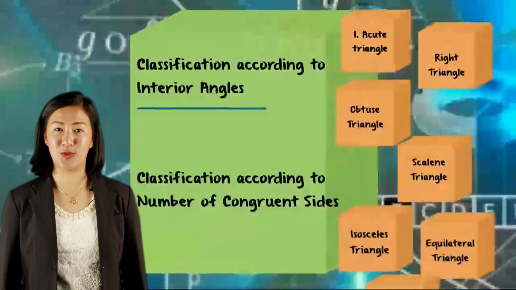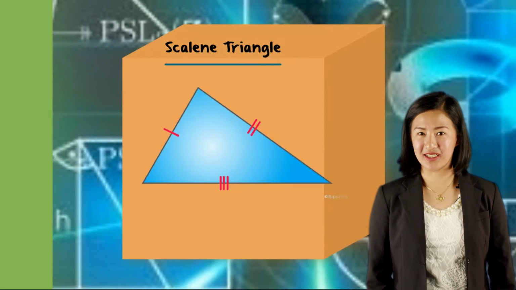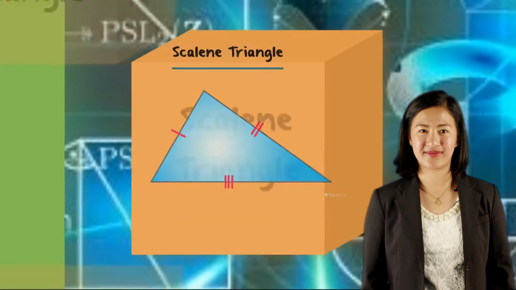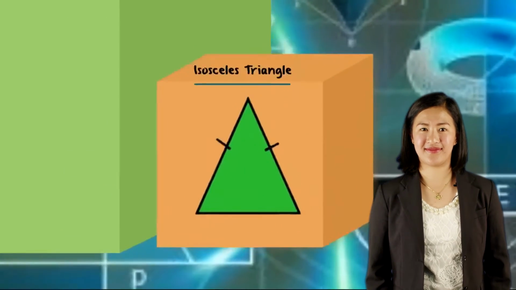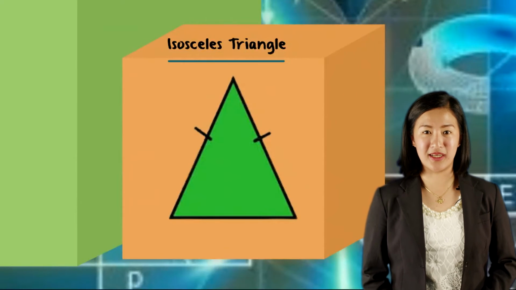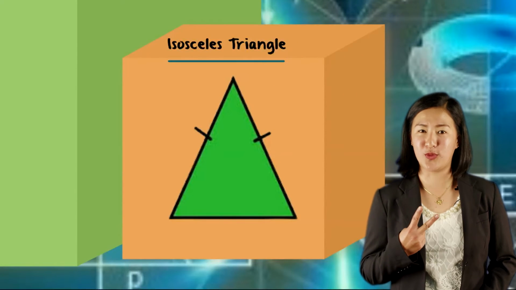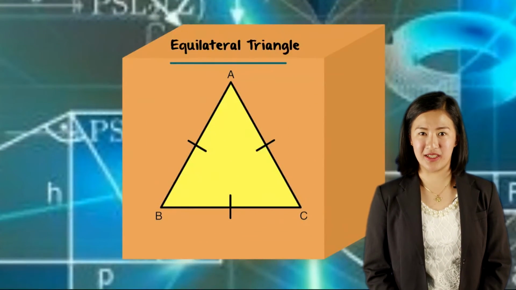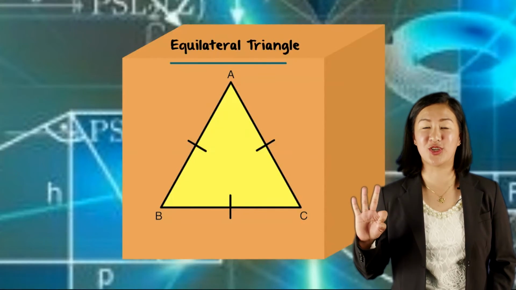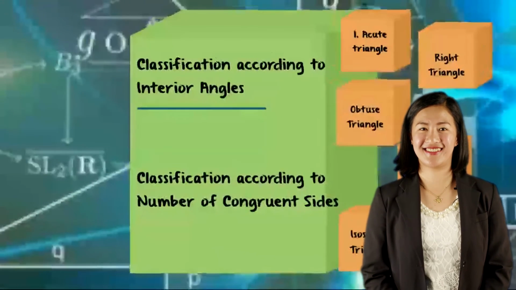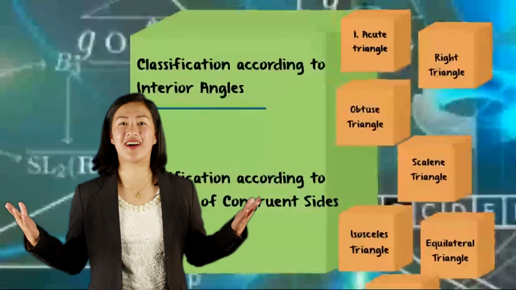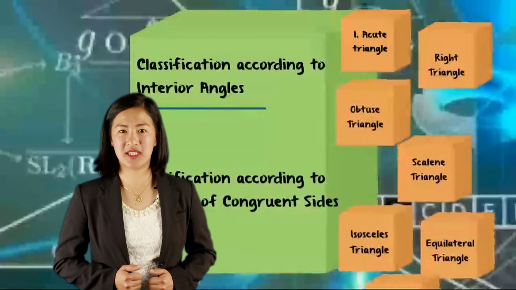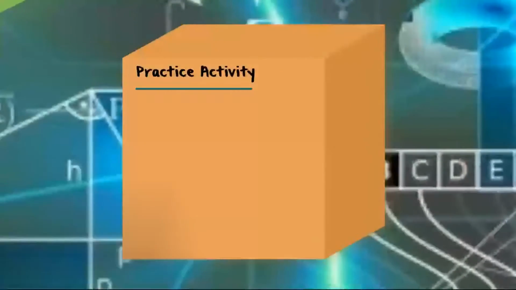According to the number of congruent sides, scalene triangle is a triangle with no 2 sides congruent. Isosceles triangle is a triangle with two congruent sides. Equilateral triangle is a triangle with three congruent sides. These are the classifications of triangles. Let us check if you have grasped the concepts discussed earlier.